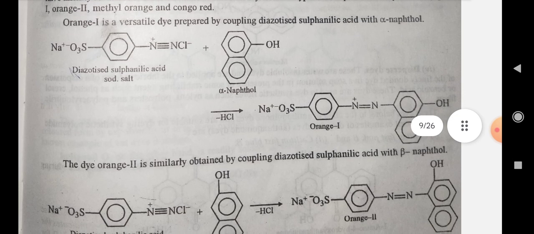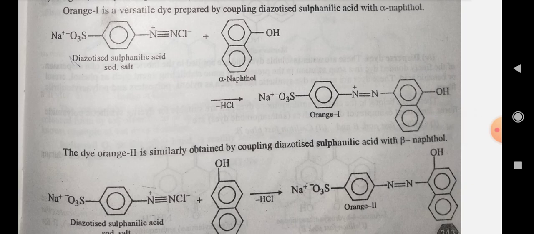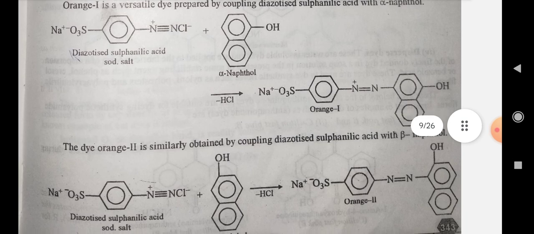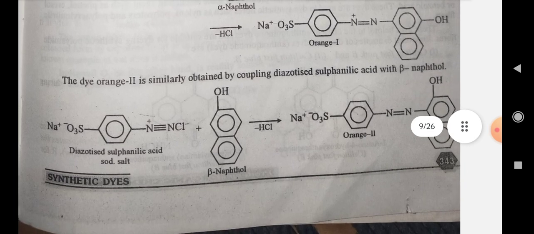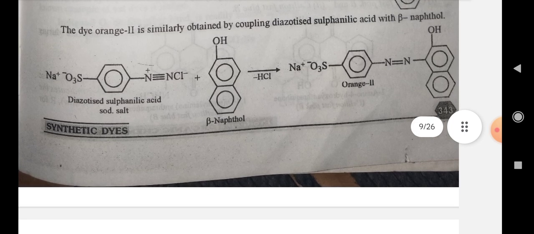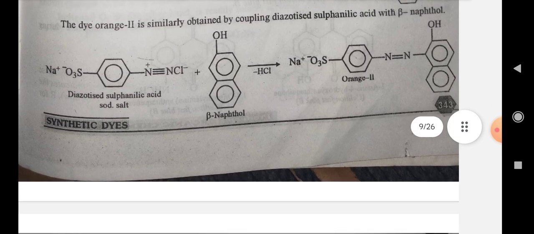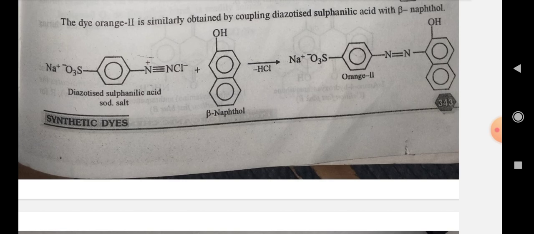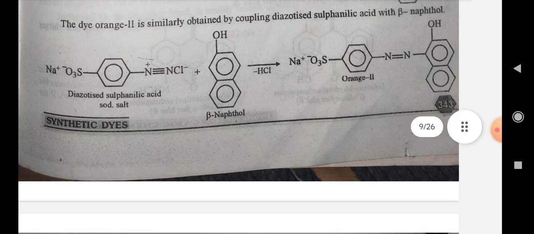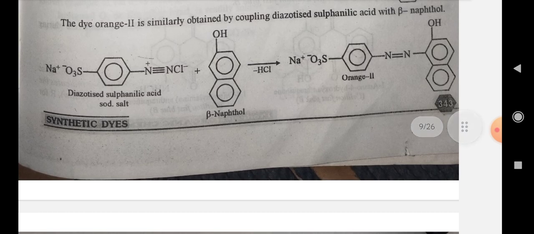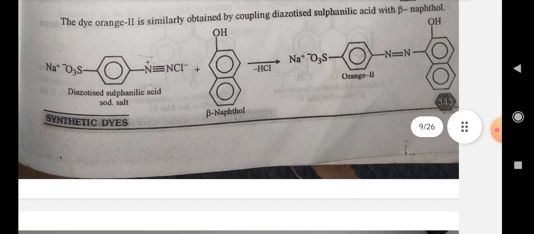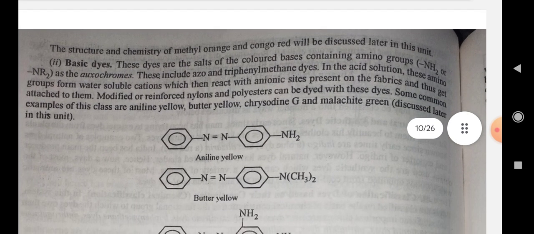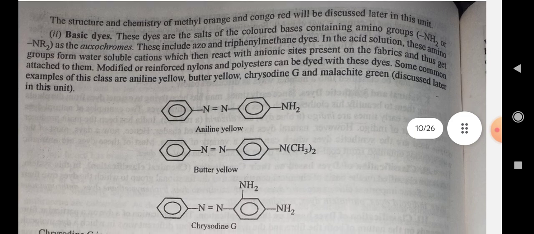Orange 1 is a versatile dye prepared by coupling diazotized sulfanilic acid with alpha naphthol. The dye orange 2 is similarly obtained by coupling diazotized sulfanilic acid with beta naphthol. When diazotized sulfanilic acid salt is reacted with beta naphthol, then in the presence of removal of HCl, orange 2 is formed as a product. The structure and the chemistry of methyl orange and Congo red will be discussed later in this unit.